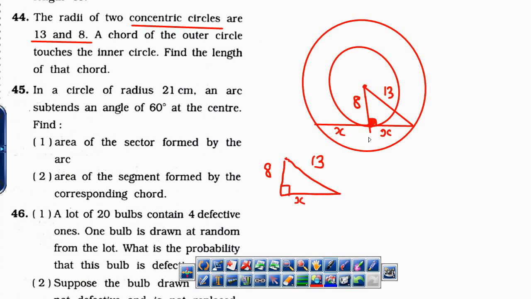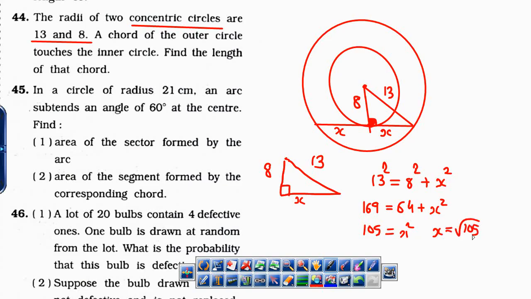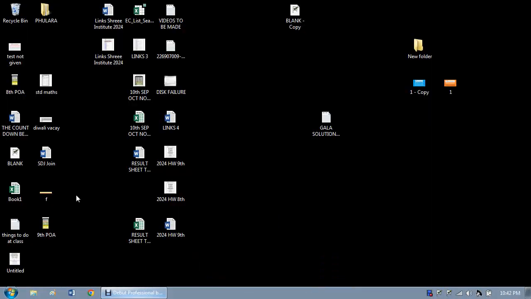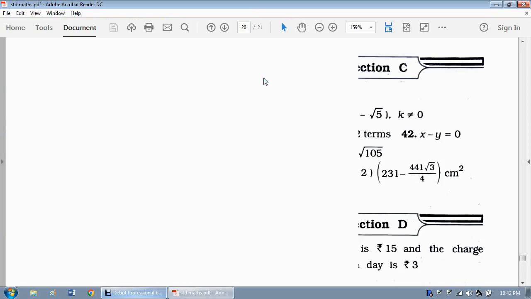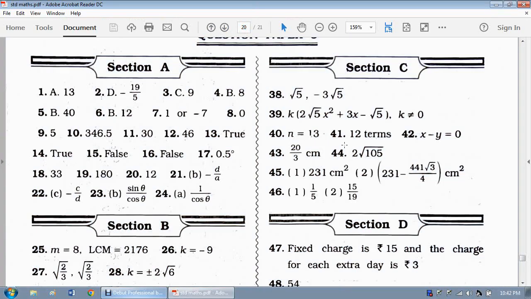और ये कोई normal triplet नहीं है. So 13 square मतलब hypo square is side square plus side square. 169 is 64 plus x square. So 105 is x square. X is root 105. And the length of the chord is 2x. Therefore answer is 2 root 105. The length of the chord. It's a very odd sum. Therefore it will be better if we check the answer. It is correct. 2 root 105.